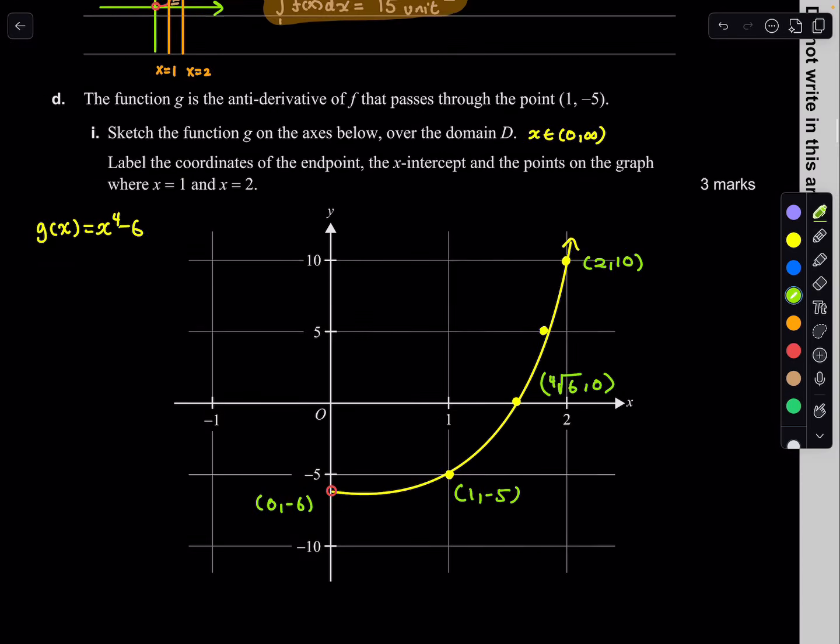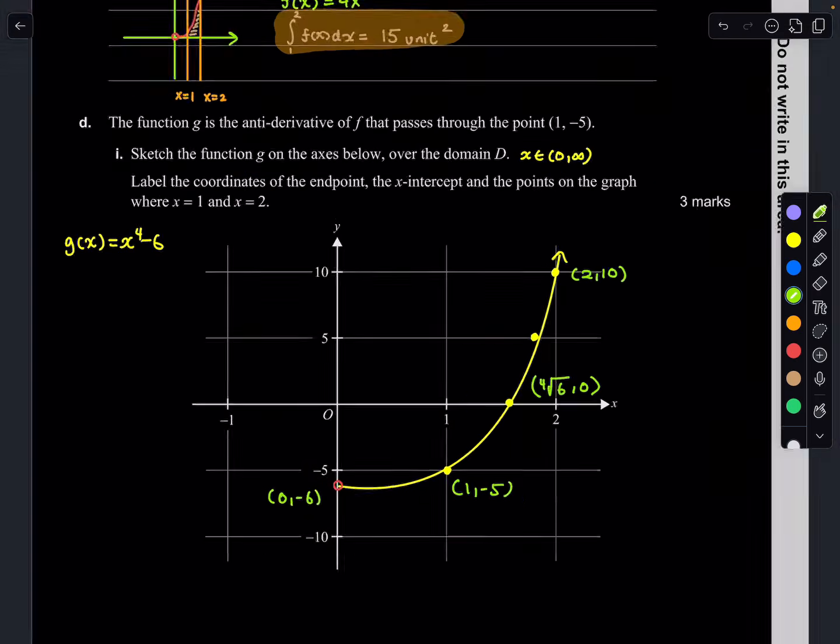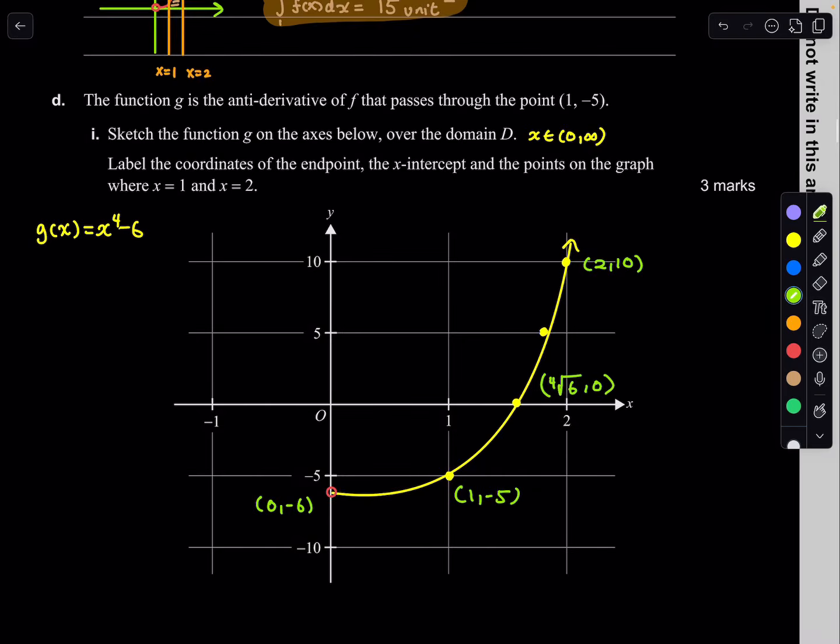That looks perfect. So have we labeled everything? We've labeled the coordinates of the endpoints. Make sure it's an open circle within that domain. The x-intercept, the point where x equals 1, and x equals 2. Perfect. That is it. That's how the graph should look. Hopefully that's correct. I haven't missed anything.